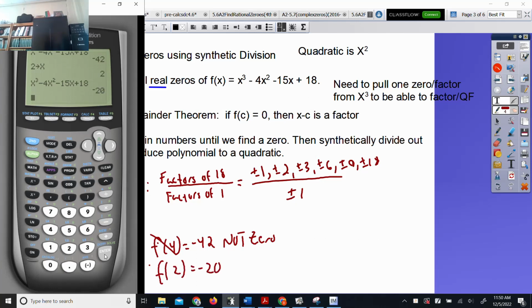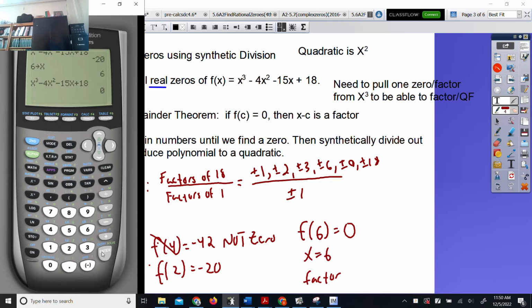We only need to guess 1. Remember that? Keep guessing. 6, I think 6 is 1. 6, store, X. Up, up, up, up. Enter. There we go. F of 6 is 0. That's cool. F of 6 is 0 tells me that X is 6, and the factor is what?